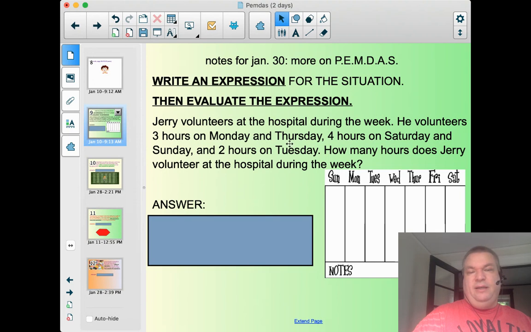Jerry volunteers at the hospital during the week. He volunteers 3 hours on Monday and Thursday, 4 hours on Saturday and Sunday, and 2 hours on Tuesday. How many hours does Jerry volunteer at the hospital during the week?